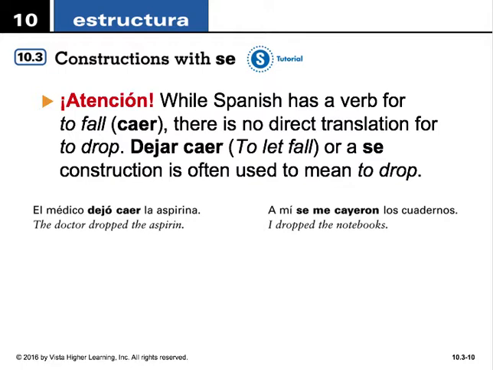Do know also that while Spanish has a verb for to fall, there really is no direct translation for to drop. They might say dejar caer, to let something fall, but a more commonly used thing is the se accidental. A mí se me cayeron los cuadernos. I dropped the notebooks. Or really, the notebooks kind of dropped themselves unto me, to me. Or el médico dejó caer la aspirina. The doctor dropped the aspirin. Or al médico se le cayó la aspirina.